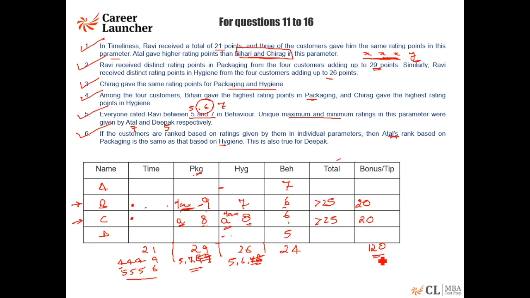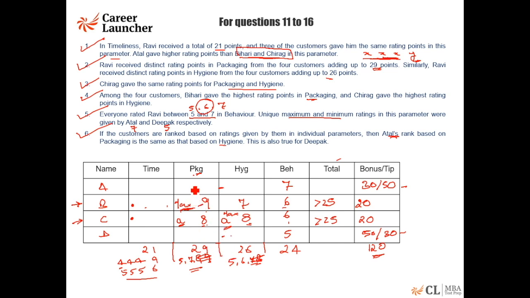But the total bonus plus tip is 120. That means he has to get 80 rupees between these two. That means in one case he will get 30 rupees and in the other case he will get 50 rupees. That is the only way you will get a 120 total. So it is 30 or 50 out here. So in two of them he will be given tips and two people have given him a bonus. Okay.